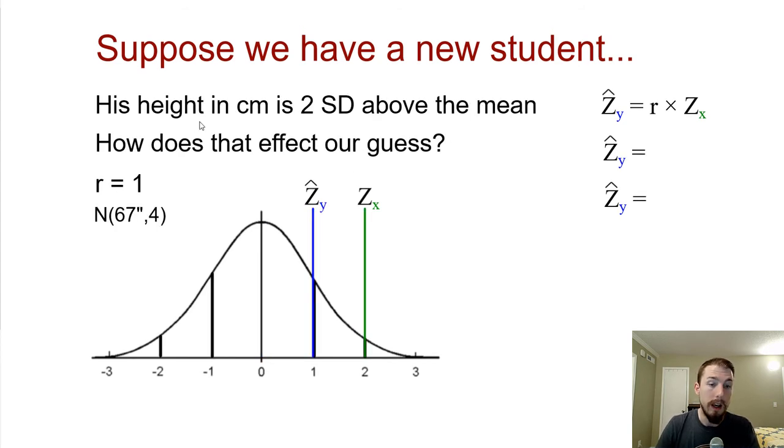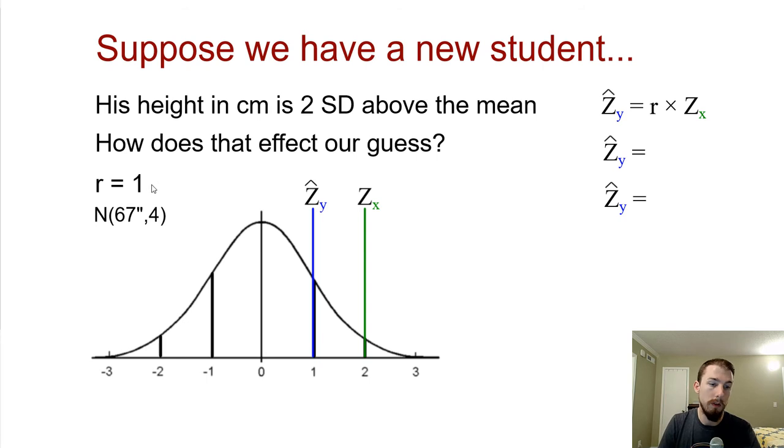All right, let's say he's from a foreign country where they use the metric system, and we know that his height in centimeters is 2 standard deviations above the mean. How does this affect our guess? Well, the correlation between height in centimeters and height in inches is going to be 1 because it's measuring the same thing, just in different units. They're going to have different standard deviations, but when we standardize, it's going to have the same z-score.